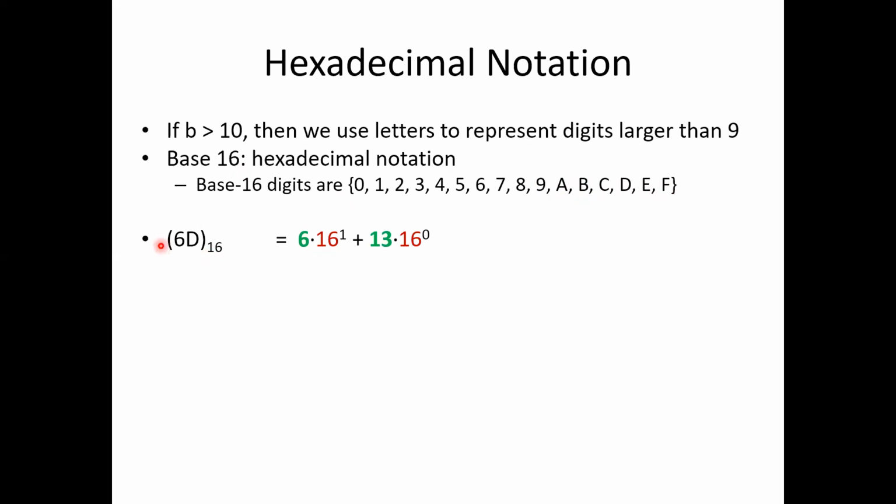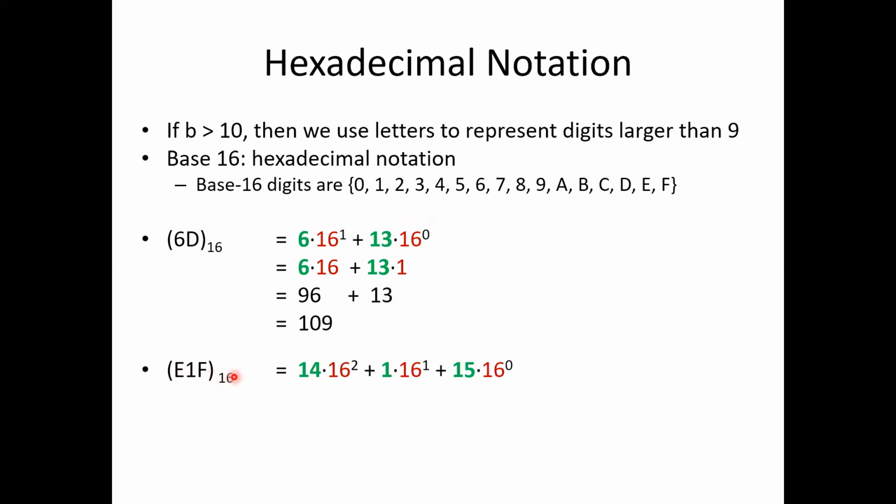And how do we read off these things? In base 16, A corresponds to 10, B is 11, C is 12, D is 13. So 6D base 16 is 13 times 16 to the zero power and 6 times 16 to the first power. Right, so this simplifies to this.